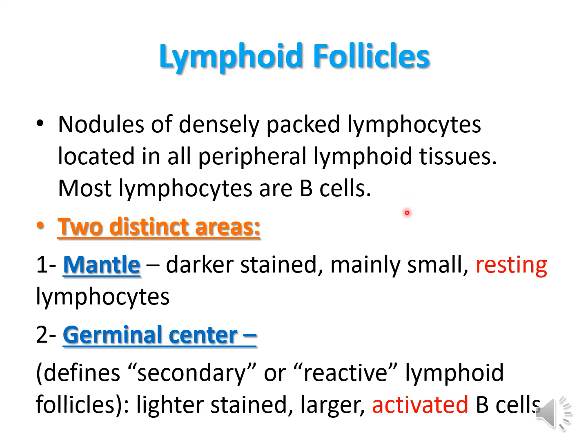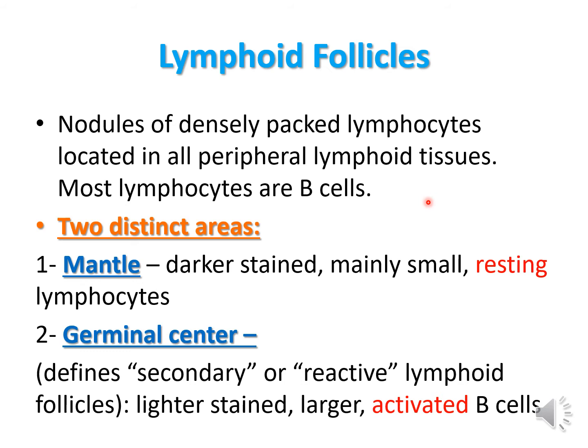Now, when we talk about lymphoid organs, we should know a term which is known as lymphoid follicles. So first we will talk about the lymphoid follicles, and then we will move to the lymphoid organs. Lymphoid follicles are nodules of densely packed lymphocytes located in all peripheral lymphoid tissue, and mostly these lymphoid follicles contain B lymphocytes.